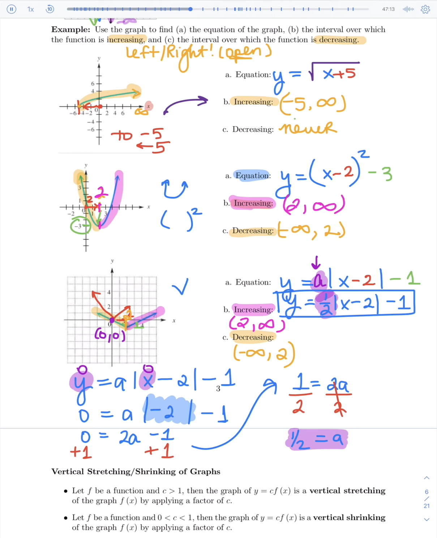But what this problem does is lead us into, what if you have a number out in front that stretches or shrinks our graph?